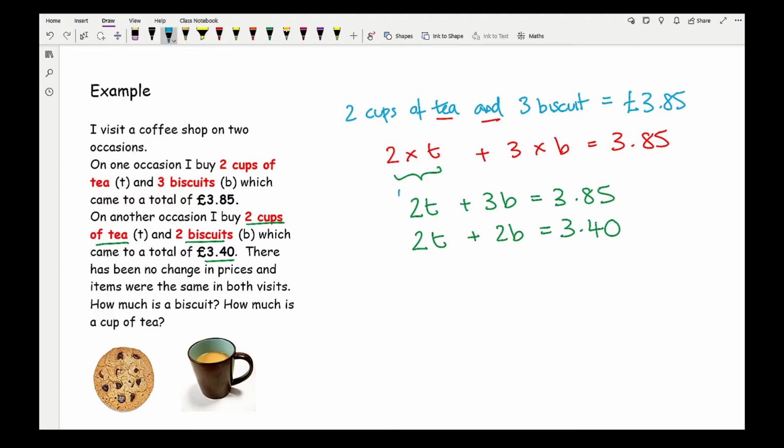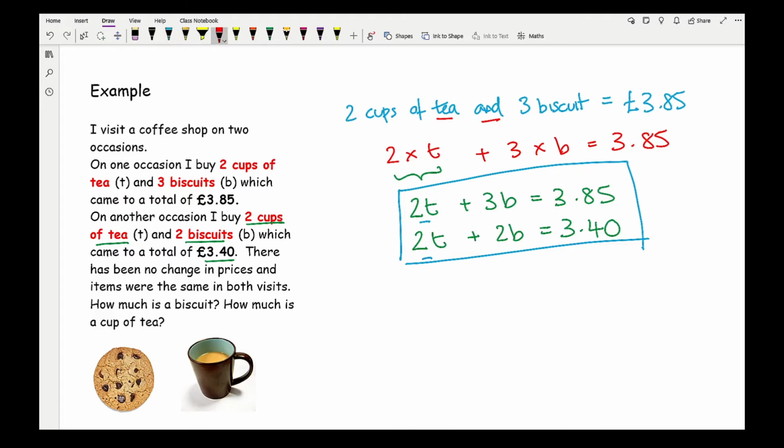Now, looking at this situation, if I look at what's common about the two orders, I can see that on both occasions I've ordered 2 cups of tea. So the only difference is the amount of biscuits that I've bought. Because the cups of tea are the same, it means that the difference in the price must be the difference in the order. So therefore, 1 biscuit must be the difference in price.